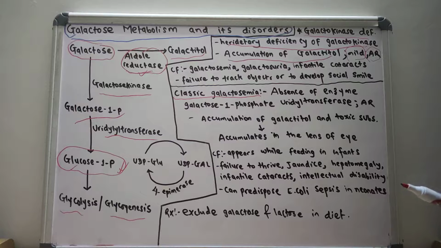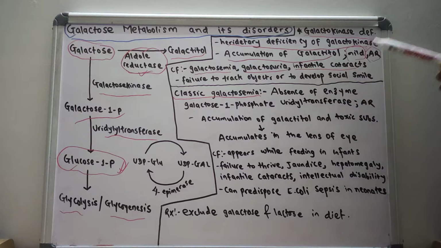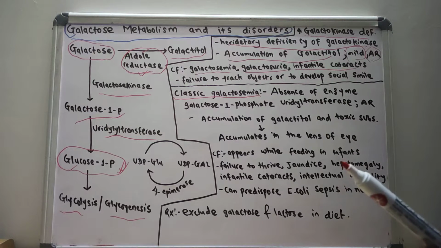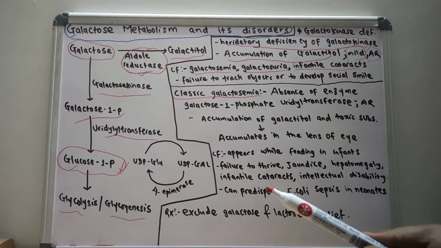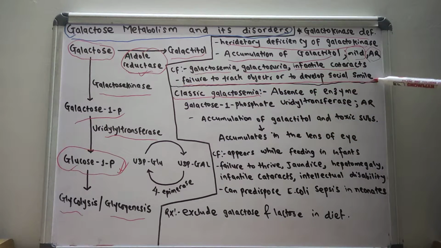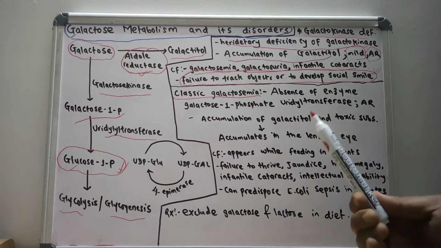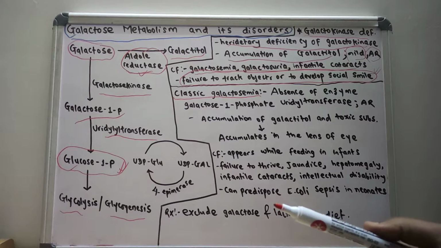So what are the various clinical features of galactokinase deficiency? They are galactosemia, galactosuria, and infantile cataracts. Why do infantile cataracts occur? I will discuss that in classic galactosemia. And there will be failure to track objects, or failure to develop the social smile. So these are the various clinical features of galactokinase deficiency.